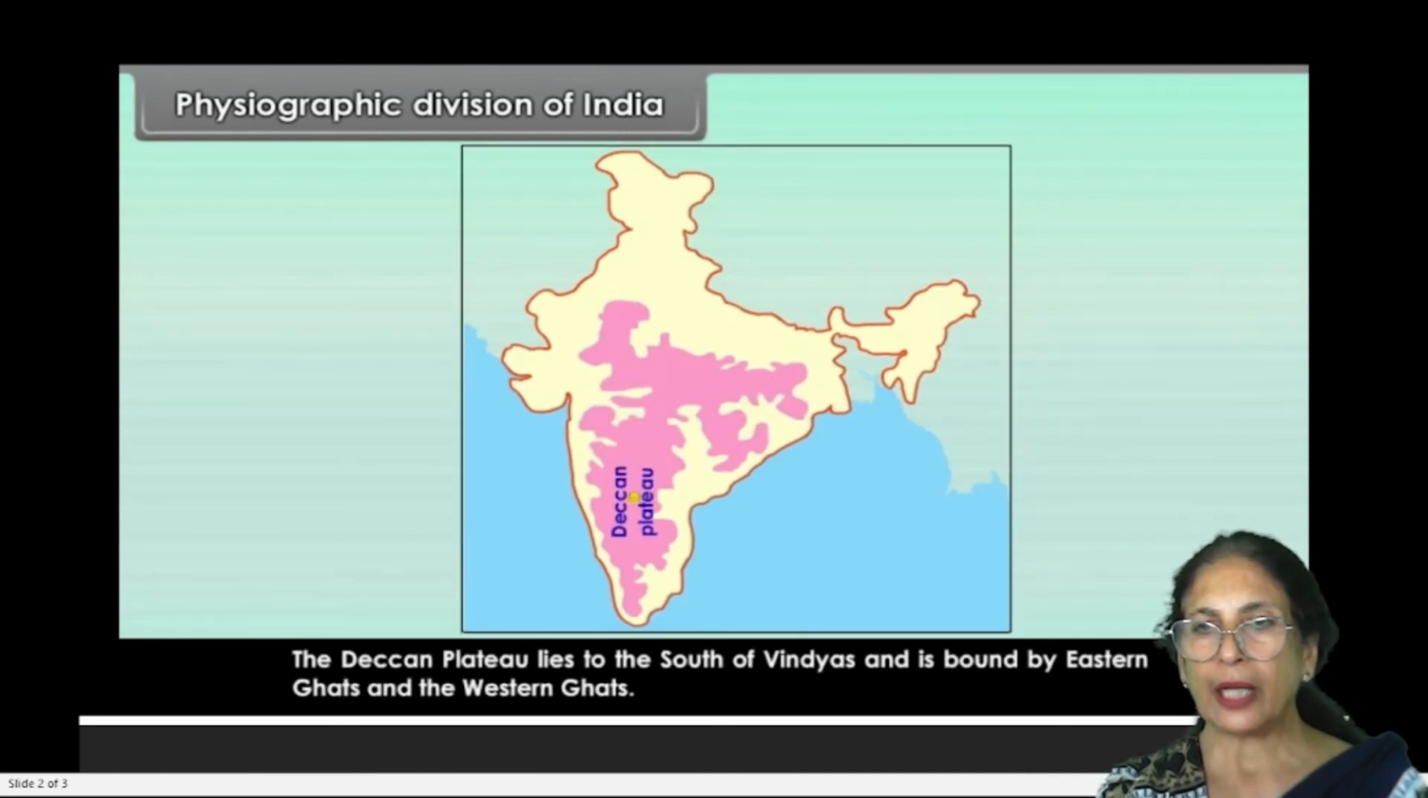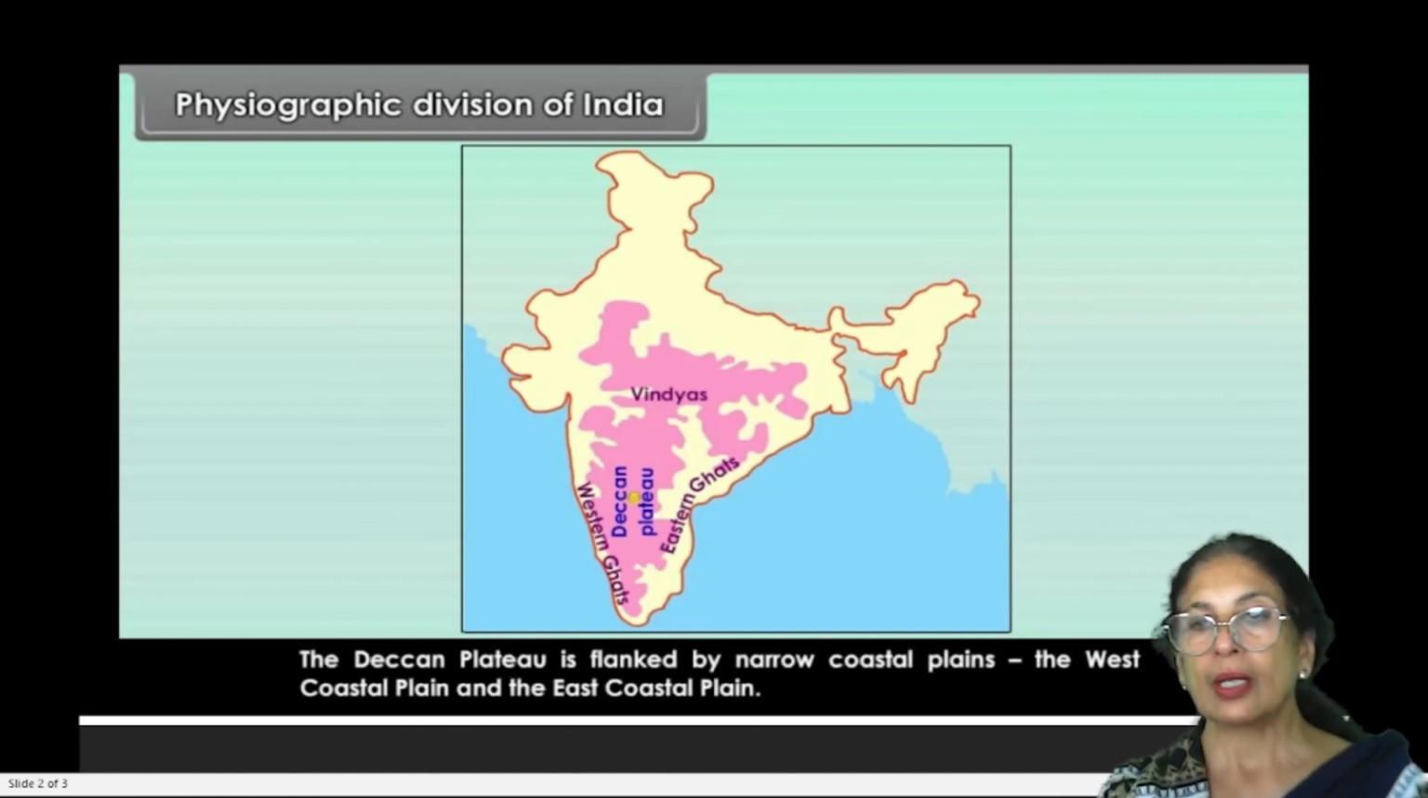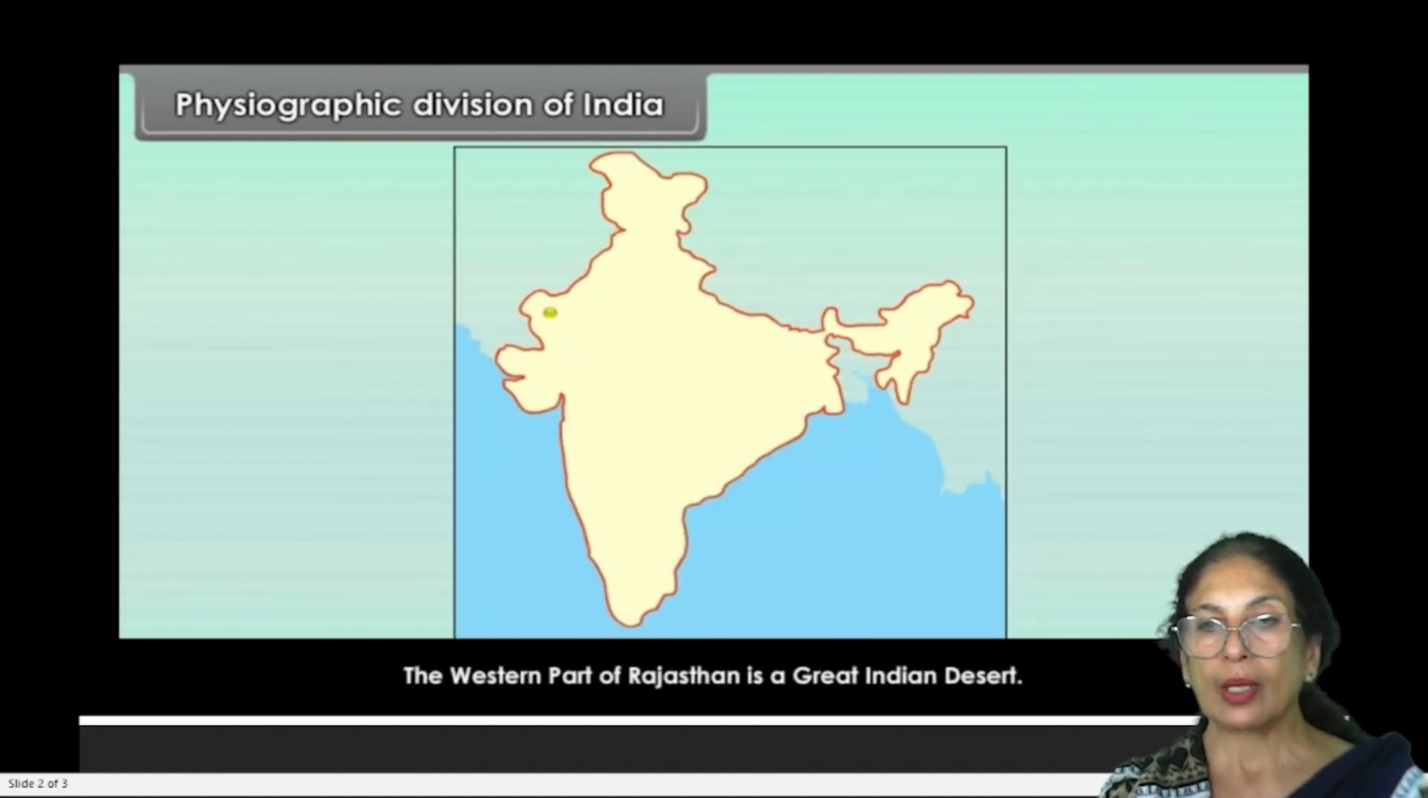The Deccan Plateau lies to the south of India and is bound by hills. The Deccan Plateau is flanked by narrow coastal plains, the west coastal plain and the east coastal plain. The western part of Rajasthan is the Great Indian Desert.